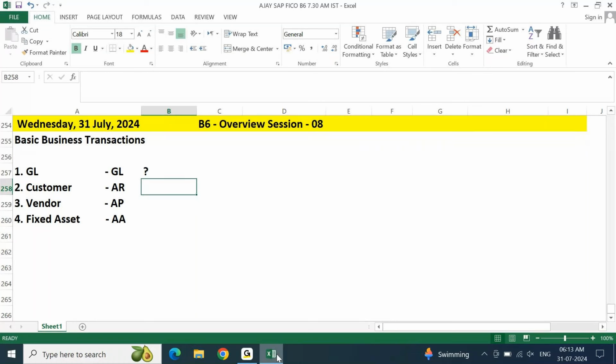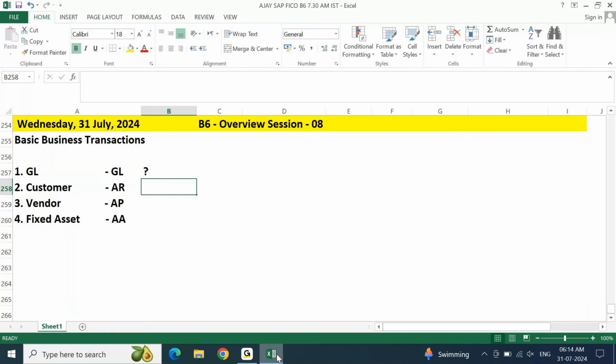Your trial balance, your P&L, your balance sheet will read the data only from the GL side, not from the customer, not from the vendor, not from the fixed asset, because we understood customer account, vendor account, fixed asset account are sub-ledger accounts. All these sub-ledger accounts are by default connected to the main ledger called GL. Anything updated in the customer account will automatically update in the GL account. Anything that you post to the vendor account will automatically update in the GL account. Similarly, anything that you post in fixed asset will automatically update in the GL account. If you're talking about GL account balances, you are talking about overall account balances in any organization without skipping anything.